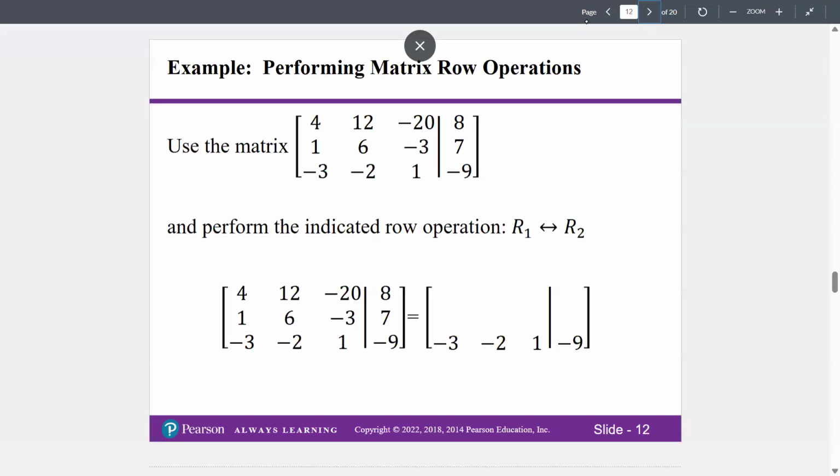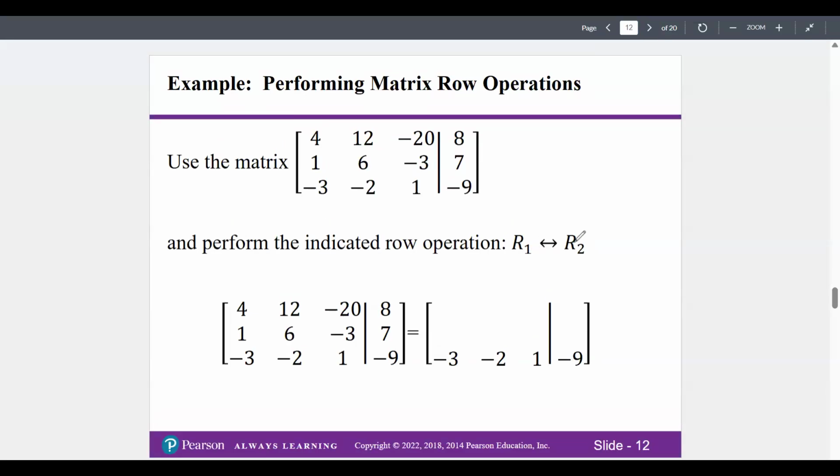For some examples here, if I want to perform the indicated operation R1, R2, that means you're thinking about this as row 1, this as row 2, and this as row 3. All I'm doing is changing row 1 with row 2. So here's row 1, row 2, and all I'm asking you to do is flip them.